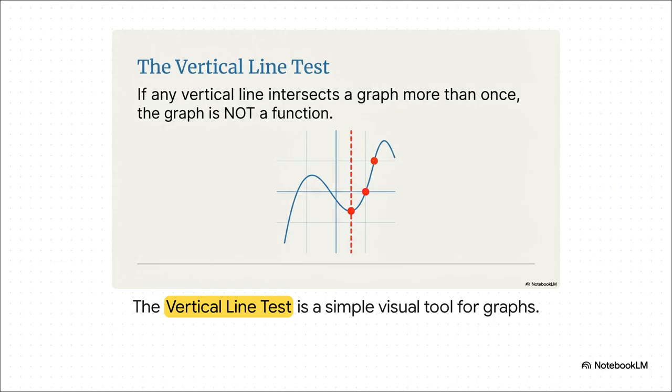It's a function. Now, when you're looking at a graph, there's a super easy trick for this. It's called the vertical line test. And it's a wonderfully simple but really powerful visual tool. The rule is this: if you can draw a vertical line anywhere on the graph and it touches the curve more than once, it is not a function.